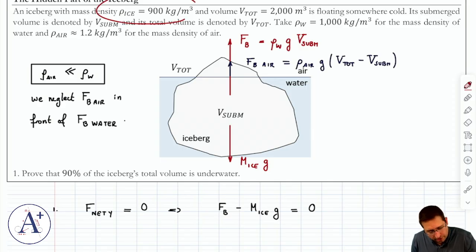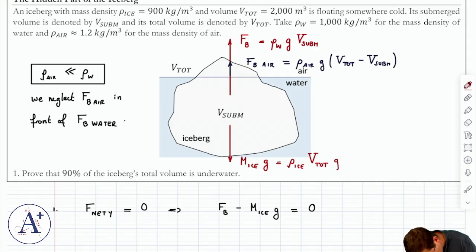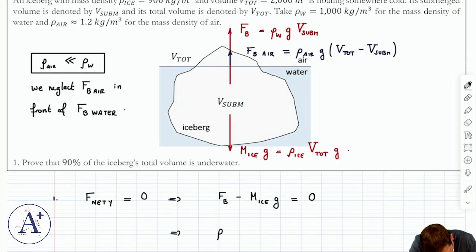Well, I know rho of ice, which is mass per volume. So how do I get mass from mass density? I take mass density, rho of ice, and I multiply by the volume. By the way, the volume of ice is the total volume of the iceberg. So mass of ice is rho ice V total. Then I get a buoyant force, rho water g V submerged, is equal to rho ice V total times g.